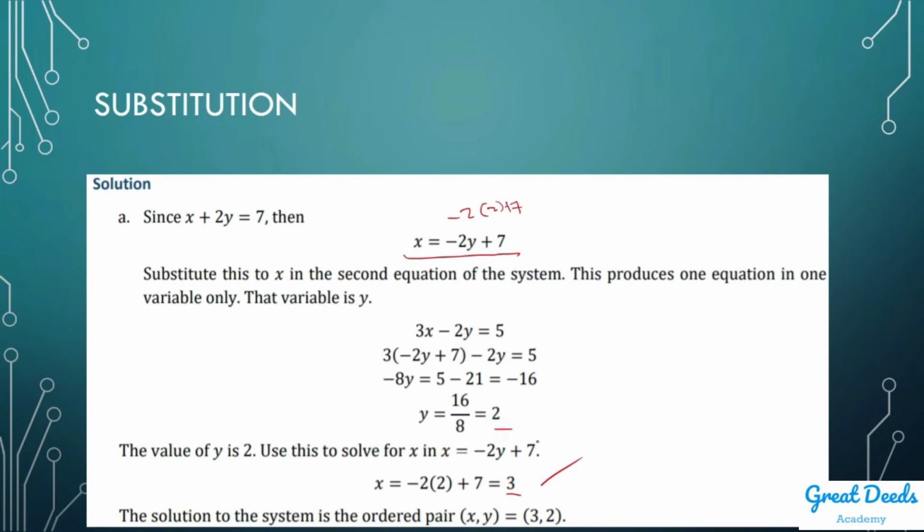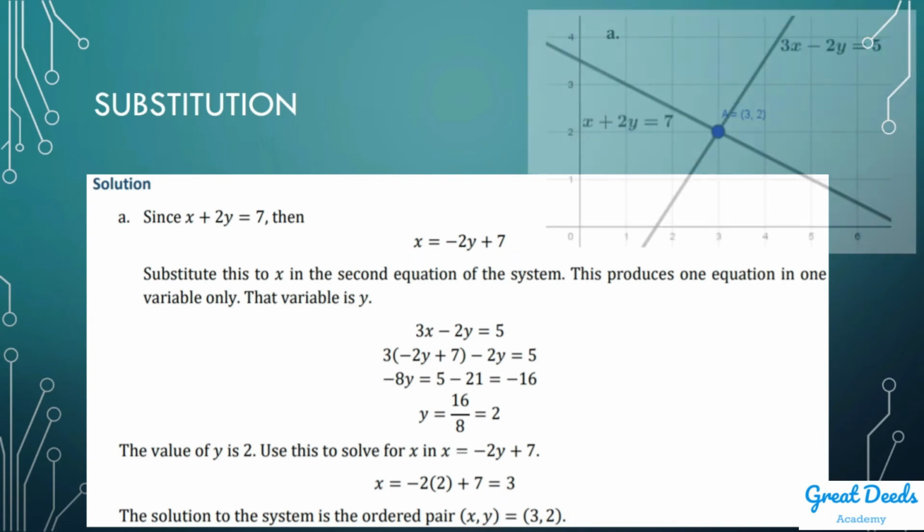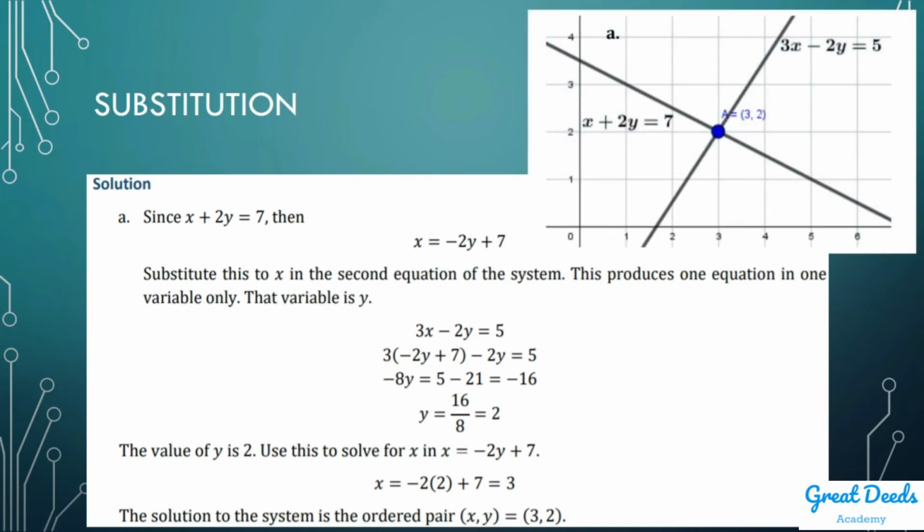So be careful how you write it. This is an ordered pair, so our ordered pair is (x, y). The first coordinate is always x. The second is y. So this is how you write it, (3, 2). So sketching the two graphs, we already did this, and it matches the point of intersection when we solve this using the graphical method. That is the point of intersection.